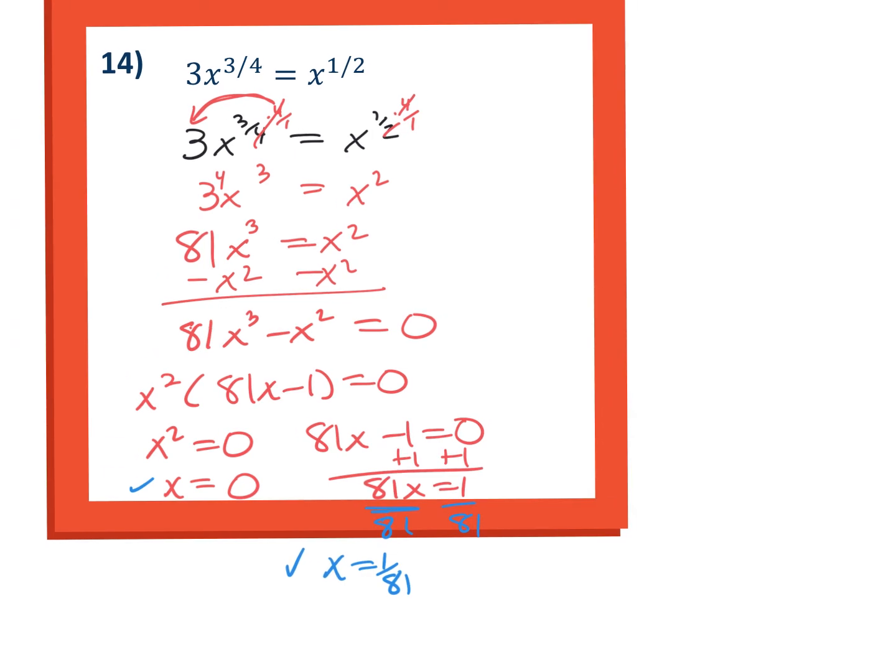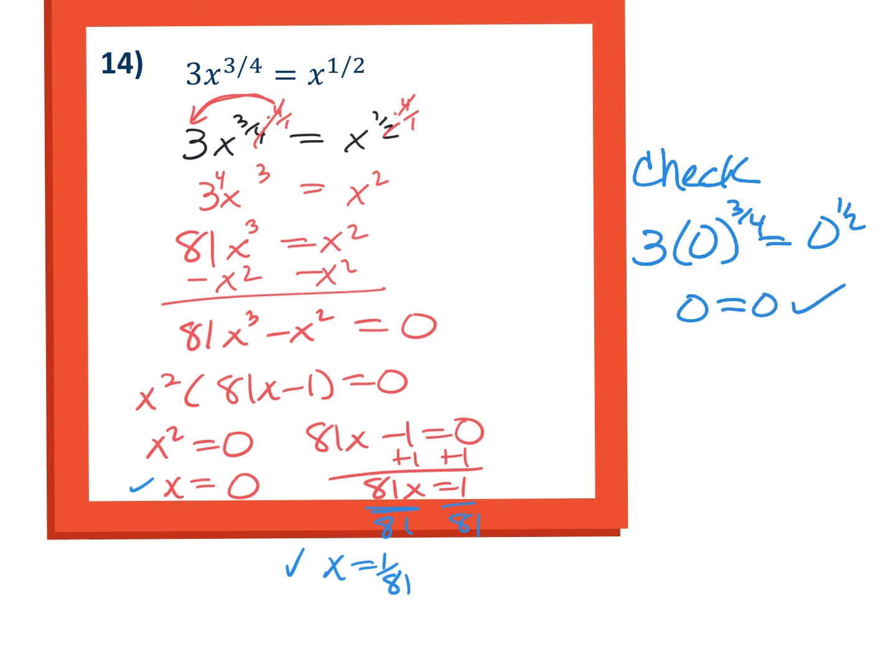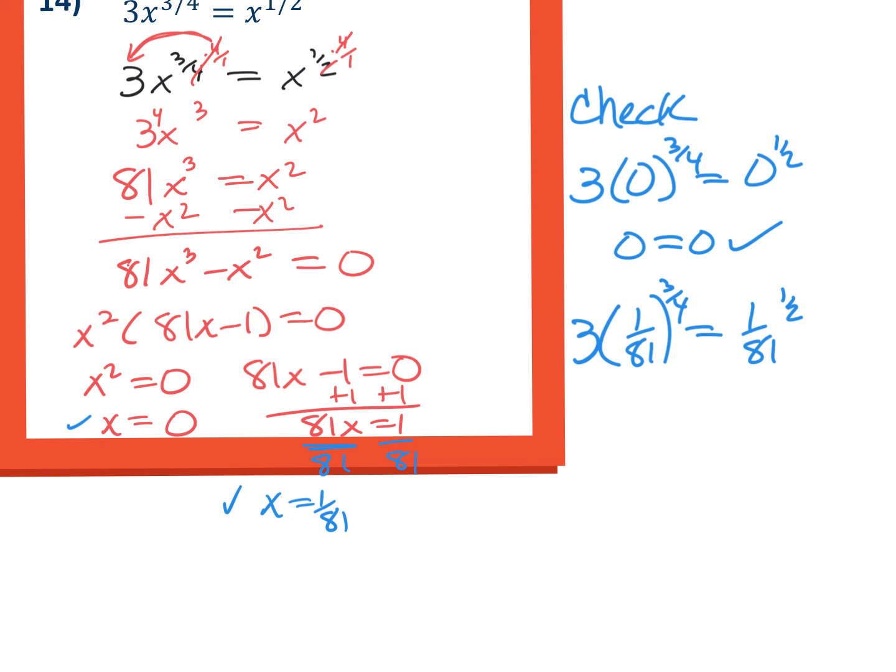So here, my check. Plugging in the 0. 3 times 0 raised to the 3/4 equals 0 to the 1/2. Well, anything times 0 here is 0. 0 equals 0. It checks. And then now I'll plug in the 1 over 81. So what I'm doing here is I need to figure out what the 4th root, because remember this is the root and this is the exponent.